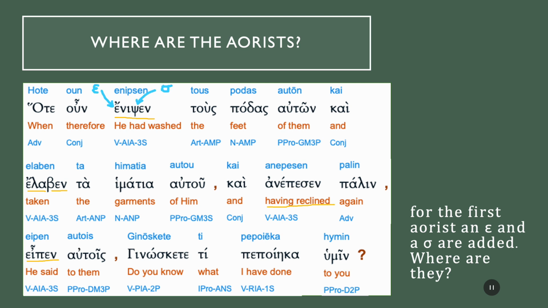So with the first one, enipsen, simply the epsilon has gone on the first letter there. So we've got nipto has become enipsen. So the e has gone on the beginning with a soft breathing and an accent upon it. But nipto, where there was a pi, it gains a sigma. So pi plus sigma turns it into a psi. And so we have a psi in there, enipsen, he washed.